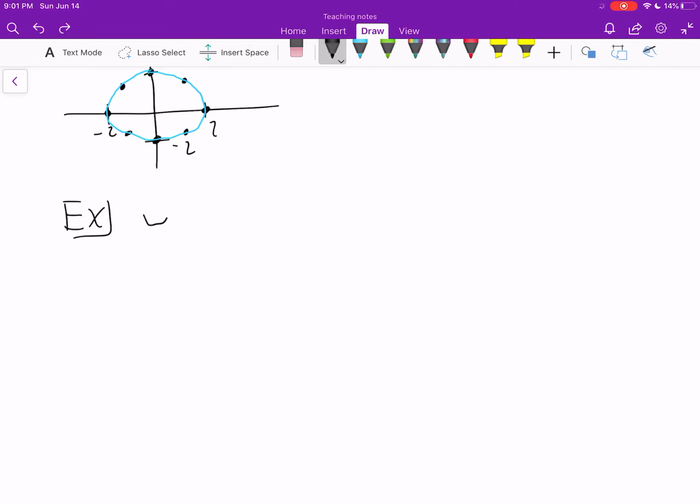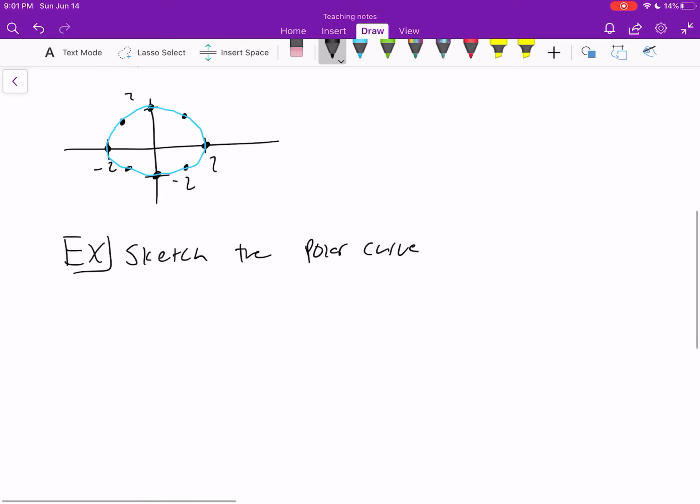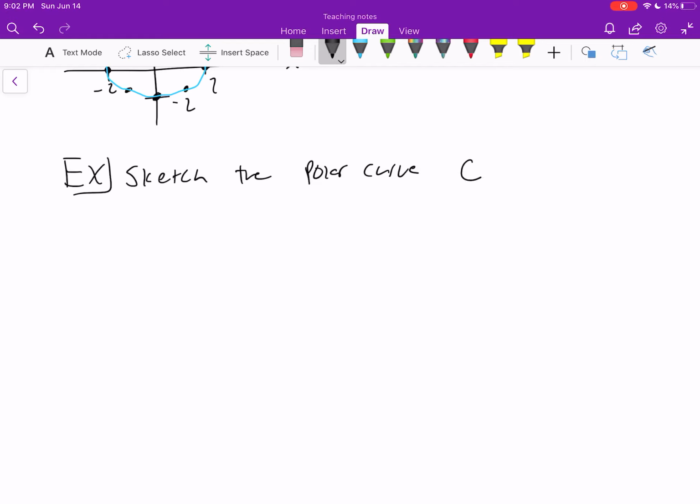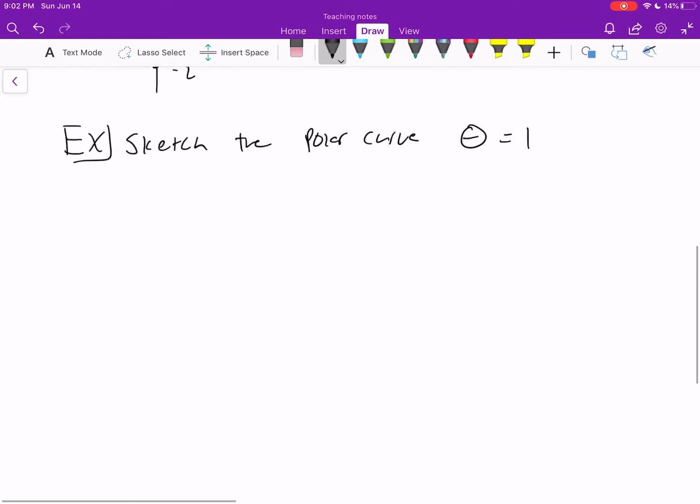Sketch the polar curve. I should label these. This is being drawn in Cartesian coordinates. So I have a polar function represented in Cartesian coordinates. So we're going to sketch the polar curve theta is equal to 1.